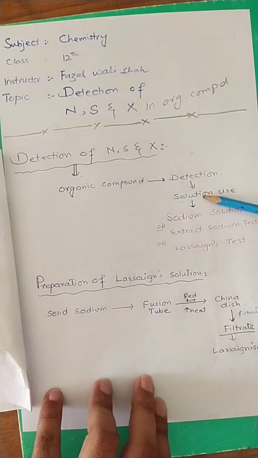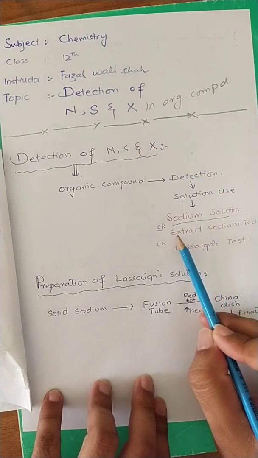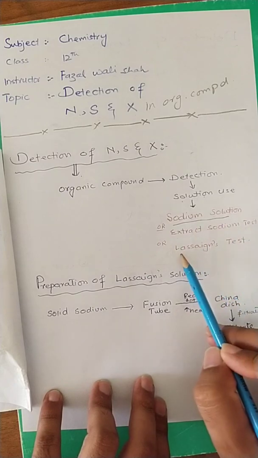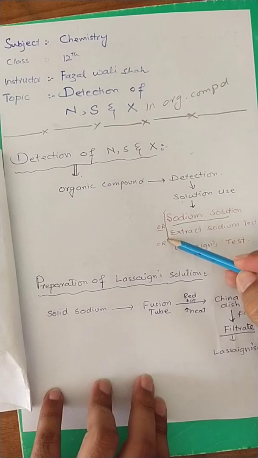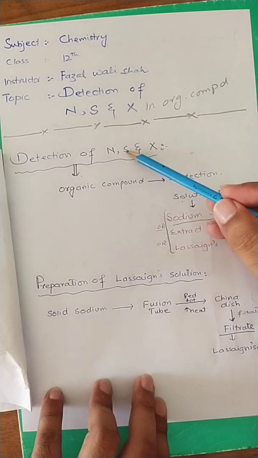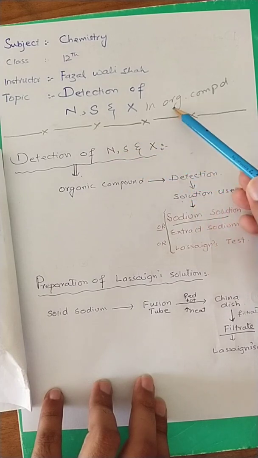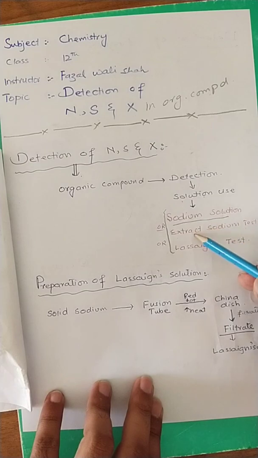We prepare a solution for their detection. That solution is known as sodium fusion extract, sodium extract test or Lassaigne's test. So this solution or these tests are initially required for the detection of these elements in organic compound. So how do we prepare the sodium fusion extract or Lassaigne's solution?